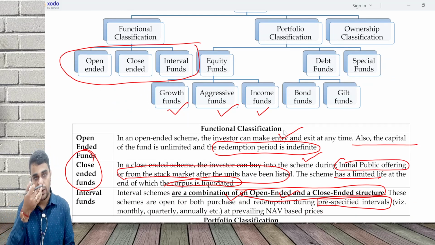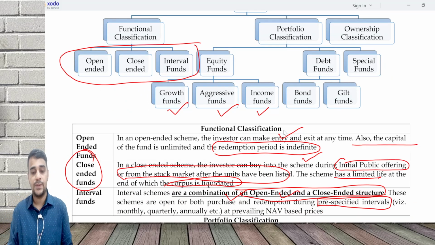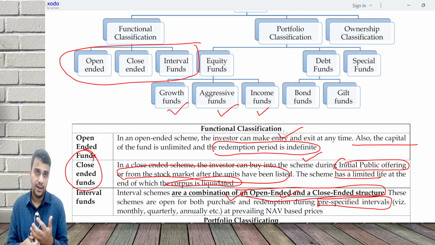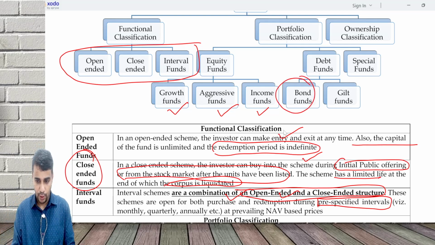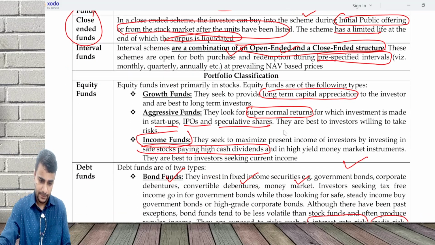Growth fund is focusing on increasing the long-term capital appreciation. Aggressive funds invest in high-risk companies. Income funds invest in companies which give stable dividend and stable interest income. Bond funds are going to invest in multiple bonds. Gilt fund is investing in government securities.